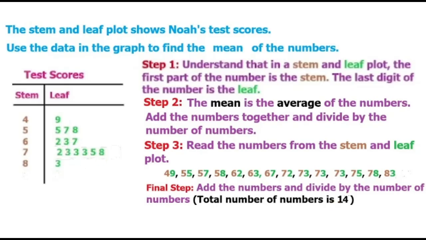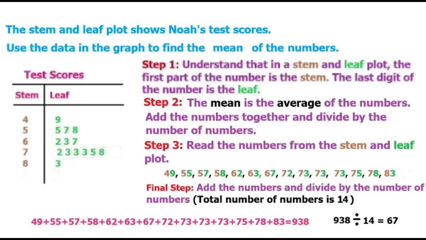So let's show the result. You add up all the numbers. Here they all are, add it up, and they add up to 938. You can just punch those in your calculator. And then you take this number and divide it by the number of numbers, which is 14. So 938 divided by 14 equals 67. And that's the mean of the numbers.